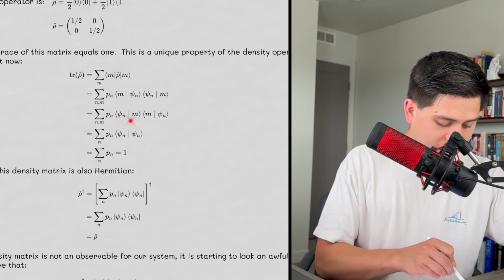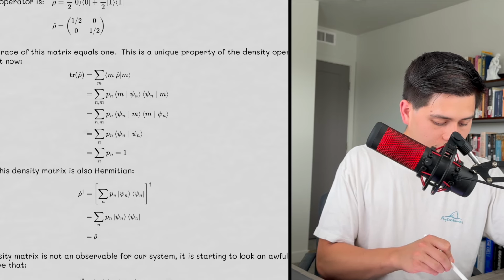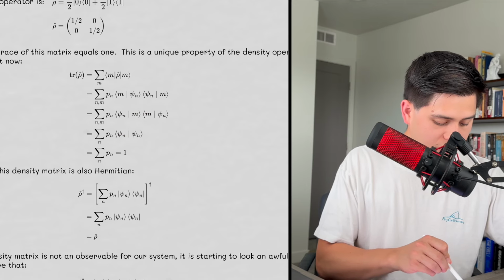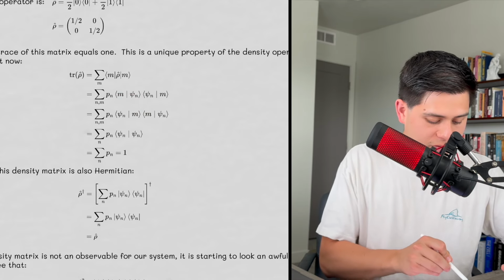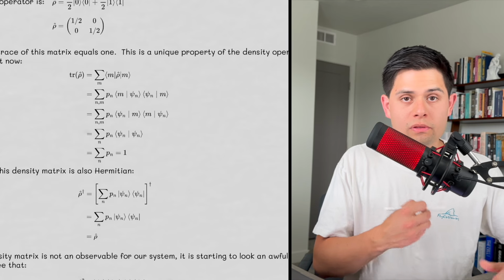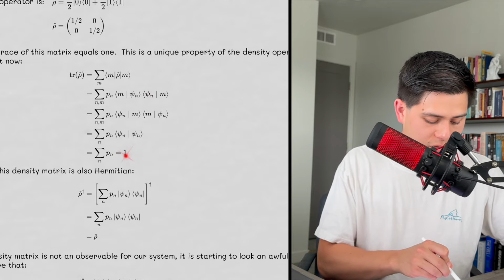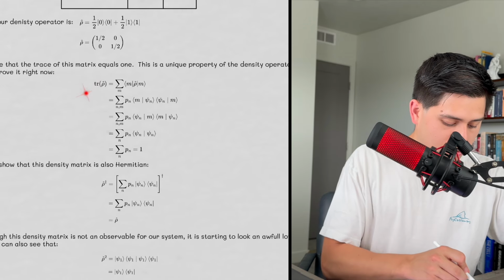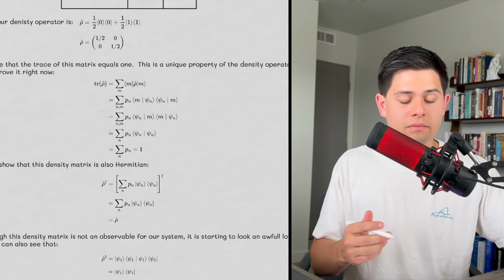So from here to here, we get this right here. And then from here to here, this is just a completion relationship again. So we're inverting, so these are now in the middle. This is 1 because these are two orthogonal states, and so the sum of all the probabilities associated with these states is going to be 1, because we're summing over all the probabilities. So the trace of our density matrix is indeed 1.